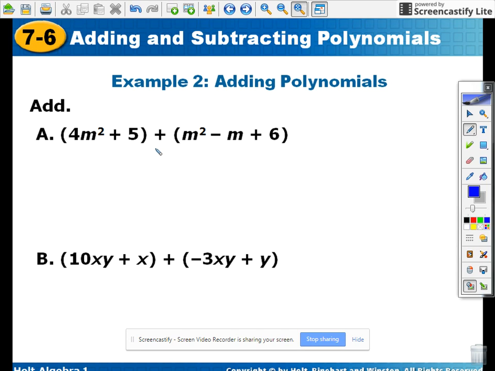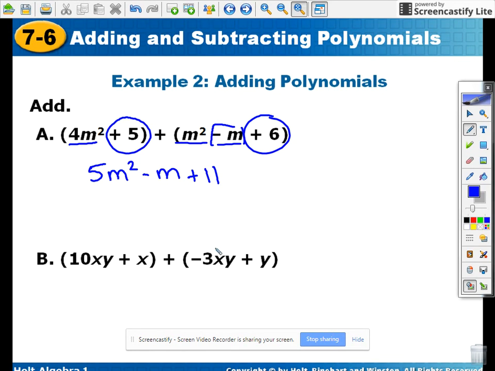We like to write things in standard form. So when all the same variables are there, I'm going to look for the highest exponent first. So I have a 4m squared and a 1m squared. So together that is 5m squared. The next thing down would be the m to the first. There's nothing to combine it with, so I'm just going to take that and bring it down. And my constants are plus 5 and plus 6, so we have plus 11.